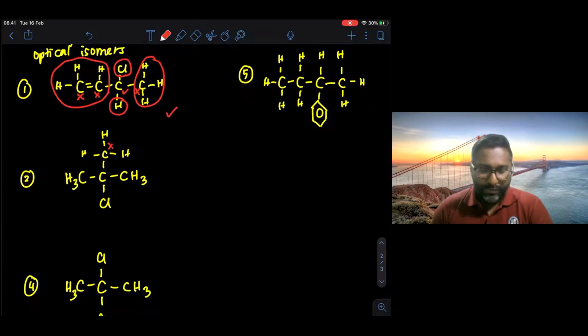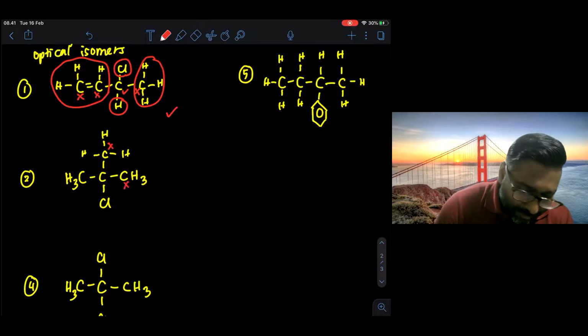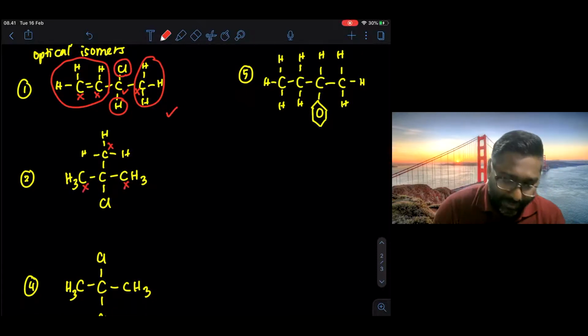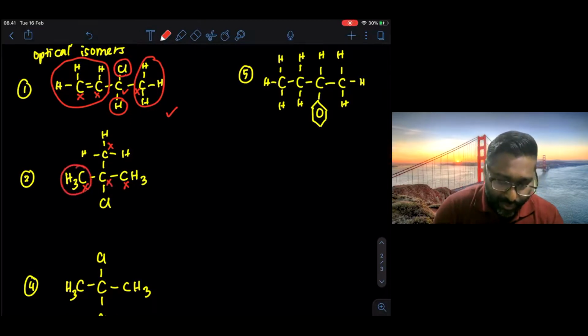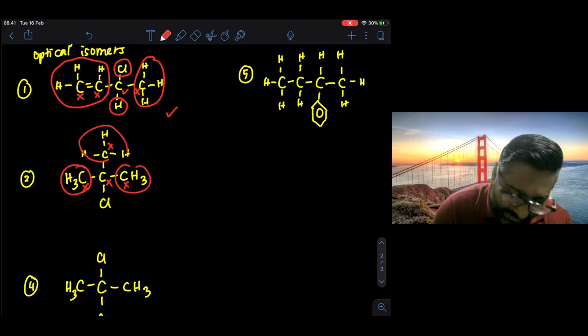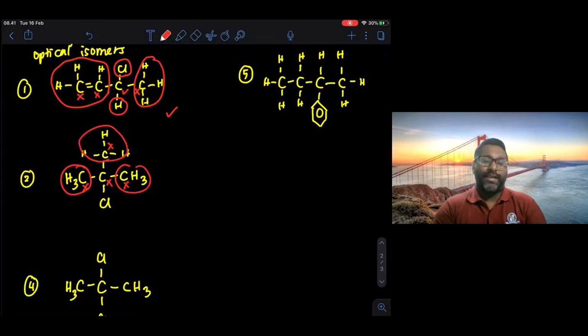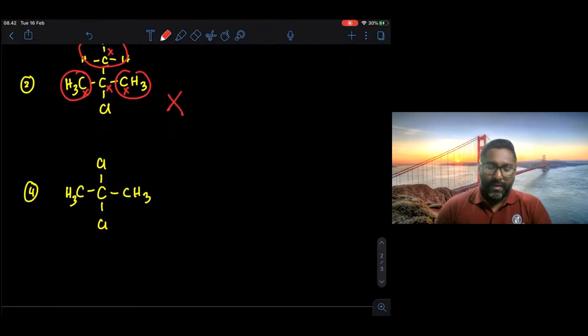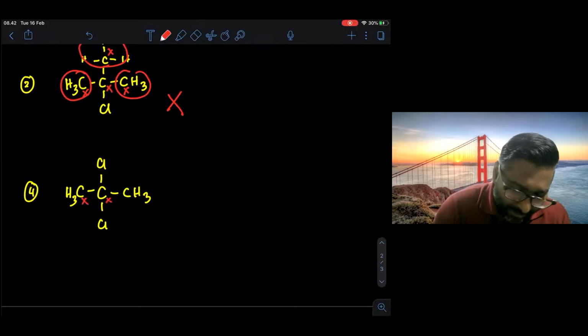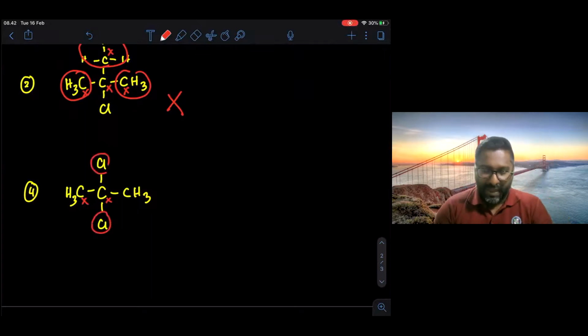So let's look at this carbon. The second example, no. Let's look at this carbon. Also no. Why? Because there are 2 same groups, or to be exact, 3 same groups. Not possible. There's no other carbon, so they do not have any optical isomerism. So let's look at this carbon. No. This carbon, no. Why? 2 same Cl and also CH3, cannot. This is also cannot. So they do not have any optical isomerism.